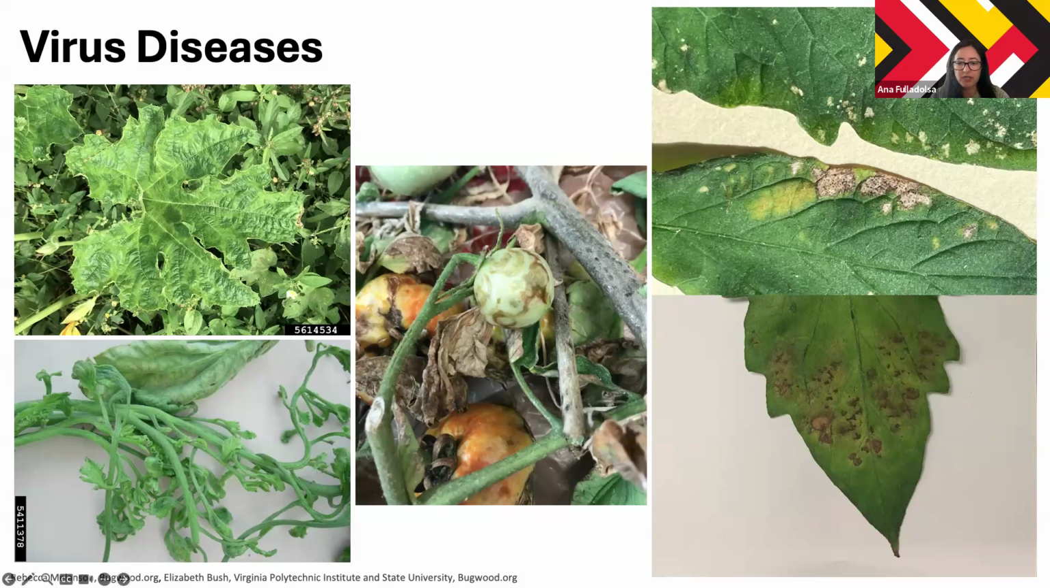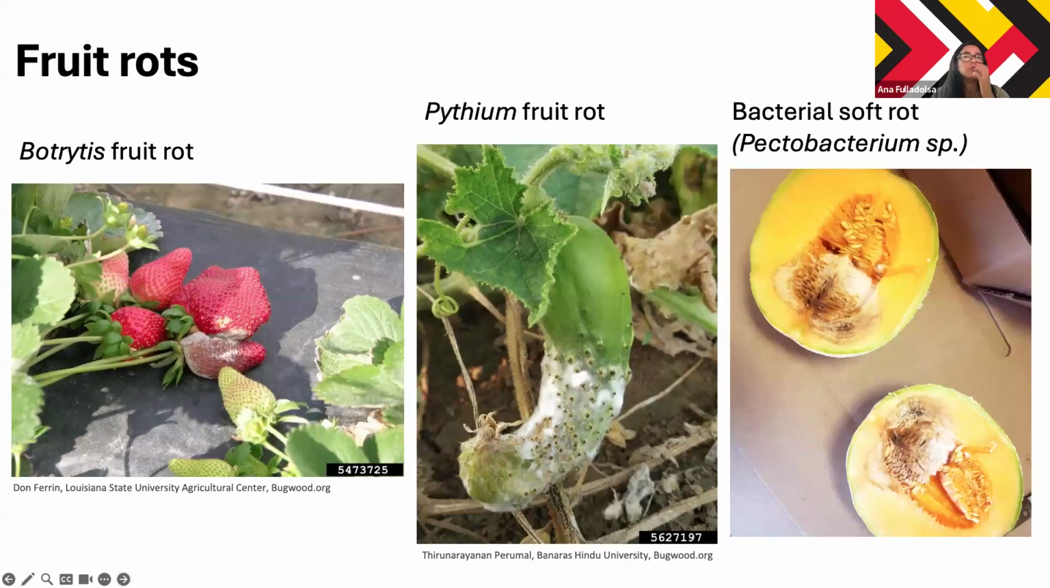Okay, close the chat here. The other group of diseases that I wanted to show you were fruit rots. And so botrytis fruit rot is quite common in strawberries.